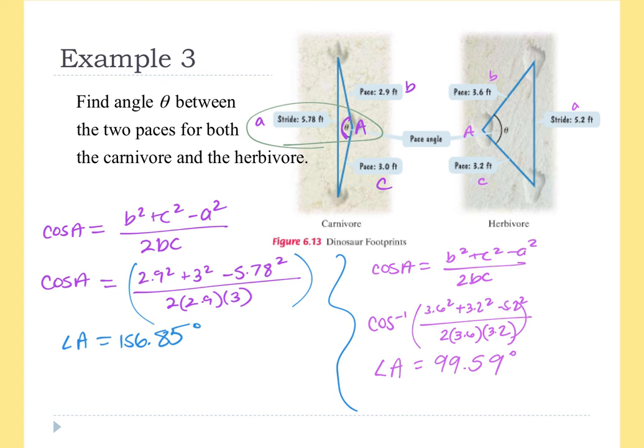So if you would like to analyze this, this tells you that the angle is smaller for the herbivore than the carnivore. What does that tell you? Think about when you're walking and you're next to somebody that's taller or shorter than you. What does it tell you? They're bigger, right? The bigger the steps in between, right? It's a bigger carnivore than it is an herbivore.